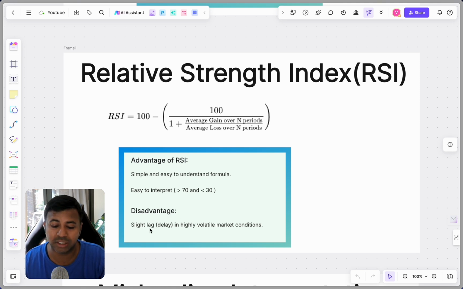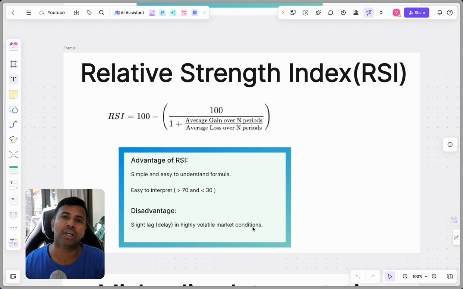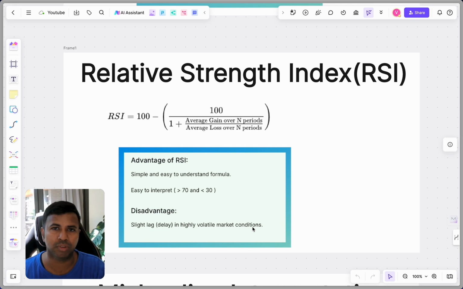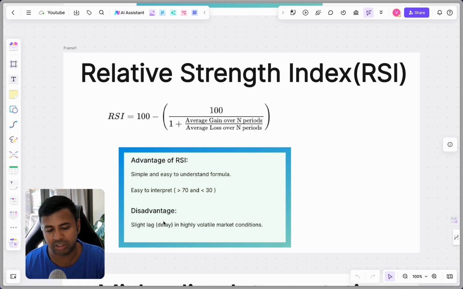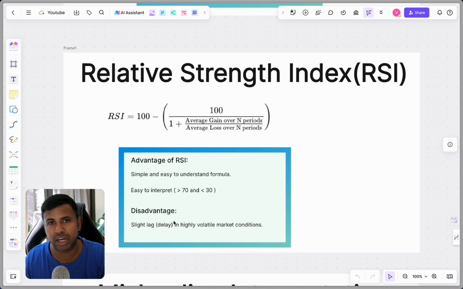The disadvantage is that it can be slightly lagging in very highly volatile market conditions. So it is a slightly lagging indicator. It is the opposite of ROC, which is very sensitive, but this is slightly lagging in highly volatile market conditions. That is the disadvantage of the Relative Strength Index.